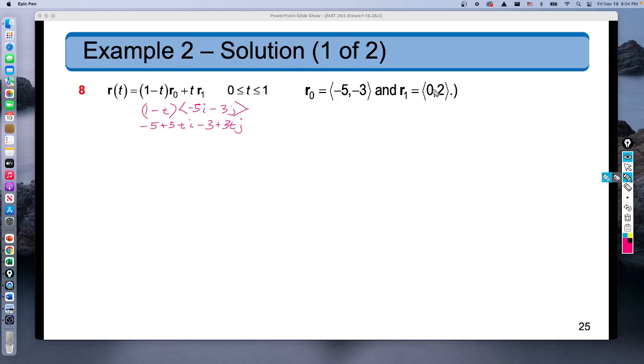Second part is t times r1, so then we get t times 0i plus 2j. We distribute. t times 0 is still 0, so that just disappears, and then we get plus 2tj. So we add together the j components, so it's negative 3, and that's going to be our y value, so y equals negative 3 plus 5t, and this is our x component, so x equals negative 5 plus 5t.